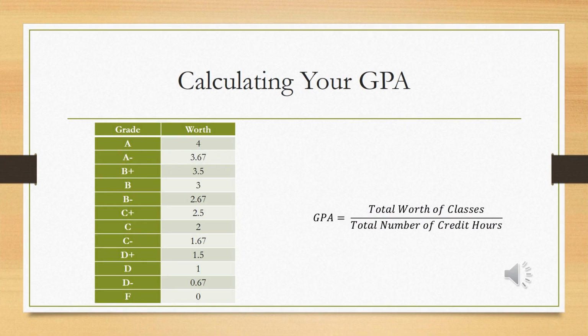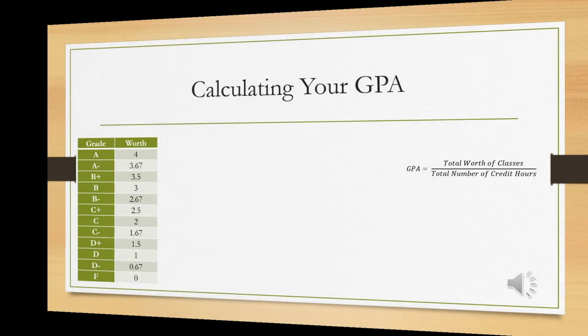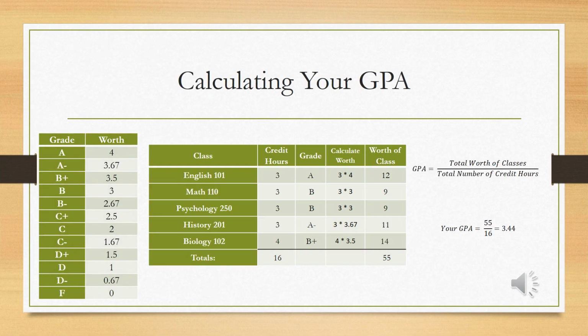The table on the left shows the worth a grade has based on a 4.0 scale. To calculate your GPA, you will need to find the total worth of your classes and divide by the total number of credit hours you are taking. Here you see a student's class schedule and the grades received. You multiply how many credit hours a class is by the worth of the class. For example, English 101 is worth 3 credit hours, and the student received an A, which is worth 4 points.